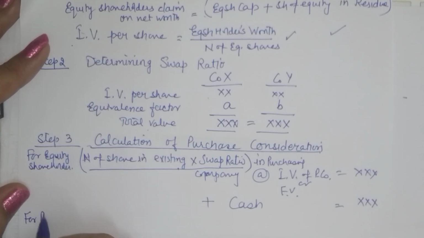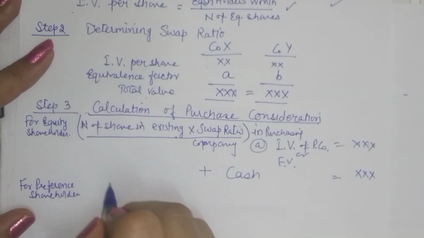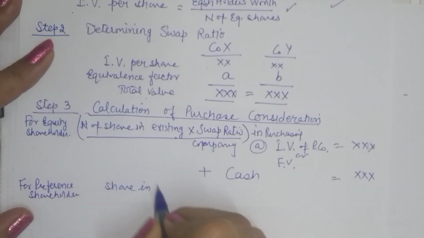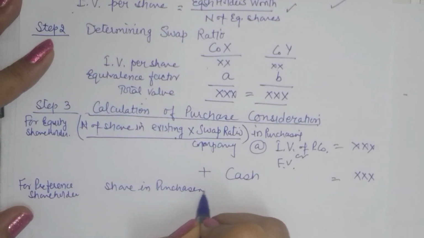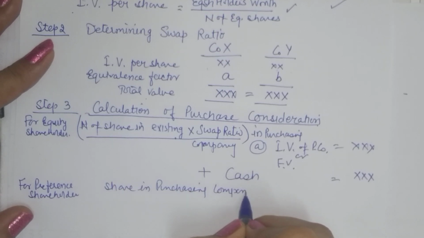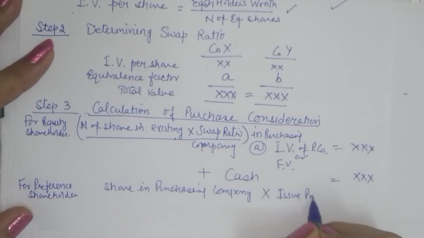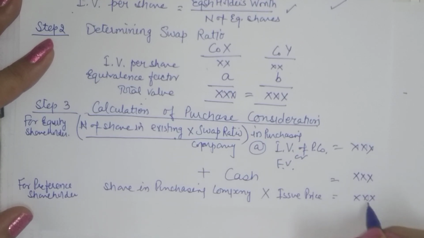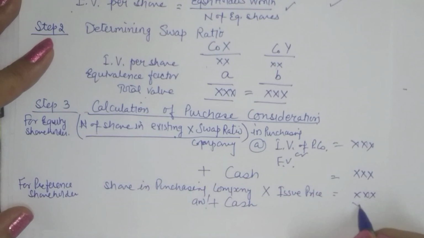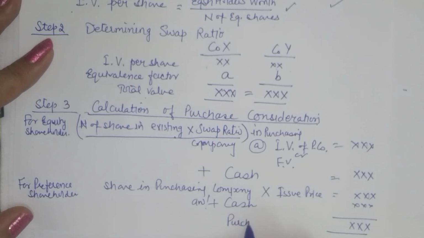Then for preference shareholders, according to the terms, their shares will also be paid off, so they will be getting either shares in the purchasing company, but their terms will not be based on swap ratio at the issue price. Their terms will be separate. So separately their information will be provided, or they might be paid in cash also. So shares and/or cash, this is your purchase consideration, right? So this is how we calculate purchase consideration.